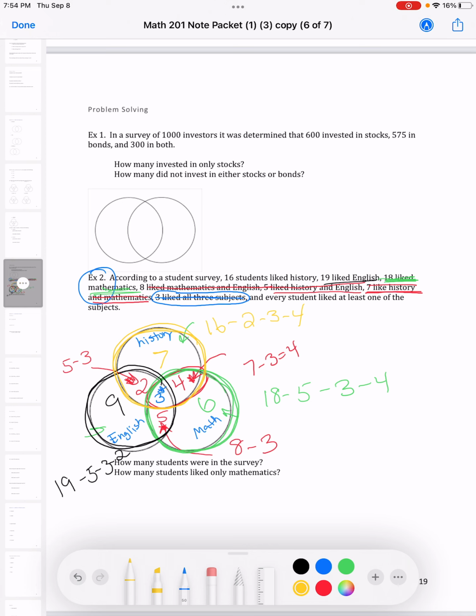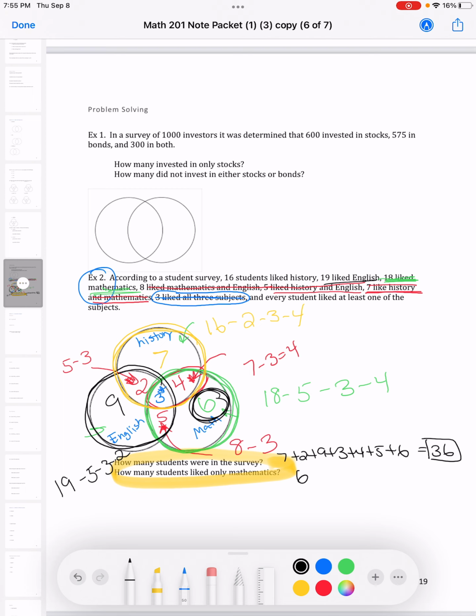So I can answer my questions. The questions are actually down here. So how many students were in the survey? I'm going to add up all the numbers that are inside my Venn diagram. So every one of those spots, I'm going to add them all up to get 36. The students that only like math are the ones that are just in that math circle. So just those 6.